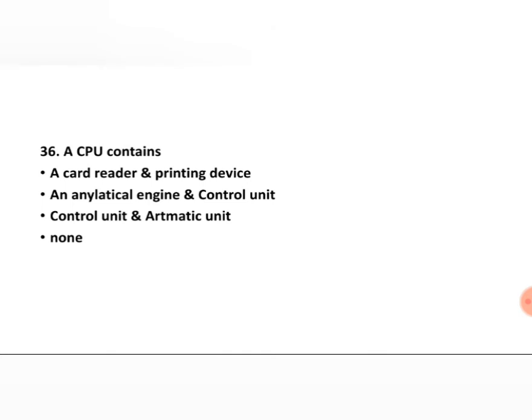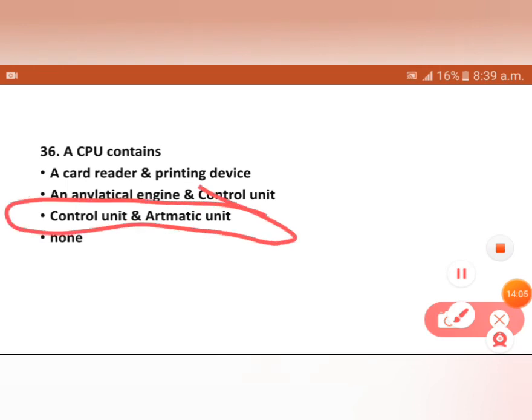Question number 36 is, a CPU contains a card reader and a printing device, an analytical engine and a control engine, control unit and the arithmetical unit. The correct option is option number C, control unit and arithmetic unit.